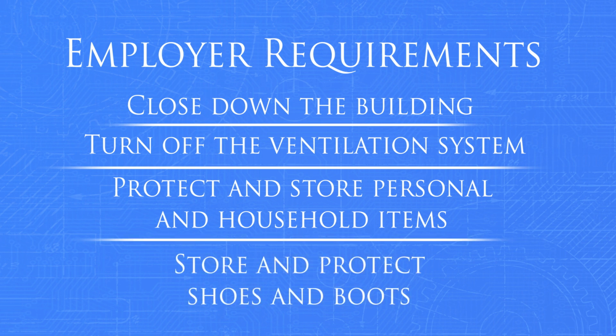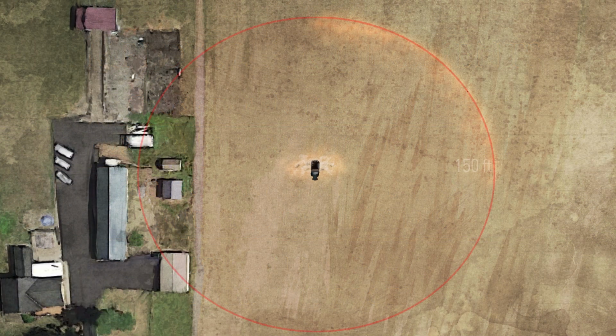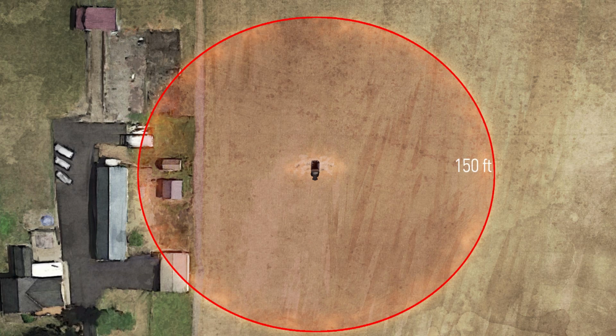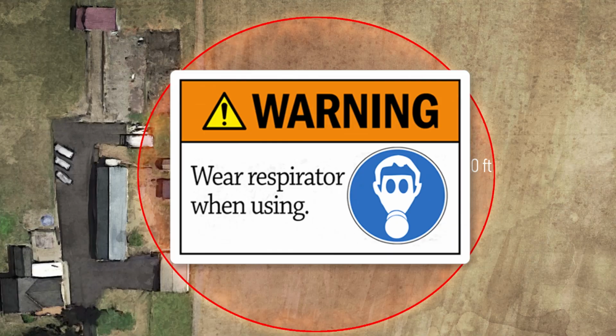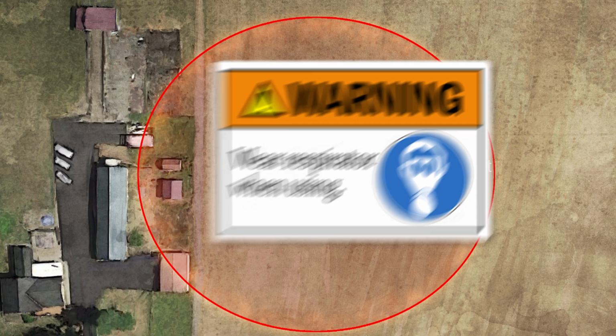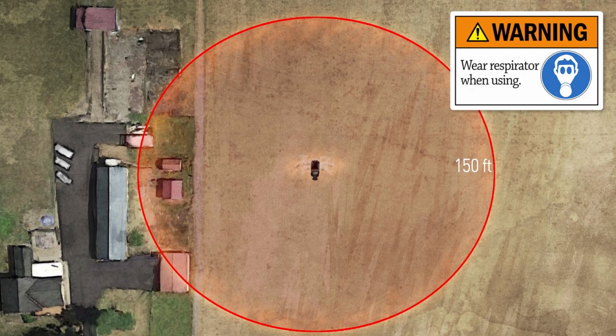So this is how it works. The 150-foot zone approach is when the application process is done by aerial or air blast and the pesticide has a label that requires the handler to wear a respirator. The employer must evacuate any agricultural structures and areas within 150 feet of the application equipment.